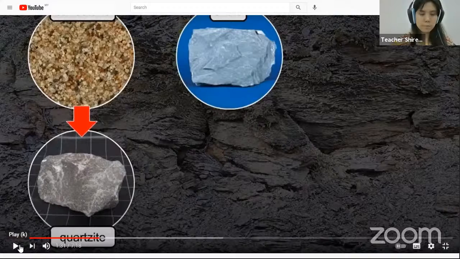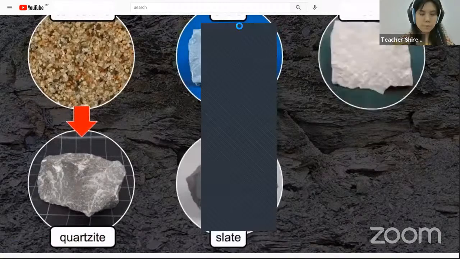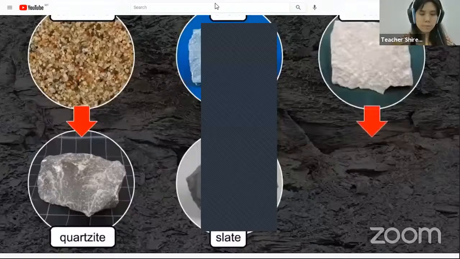How does it press? Do you use your hand to press, Jane? No. So how does it press? It's from the push. When it presses and presses and gets compressed, that little sand can turn into some other rocks. For example, quartz. Shale becomes slate, and limestone becomes marble.